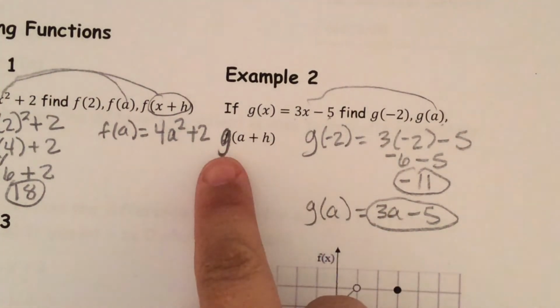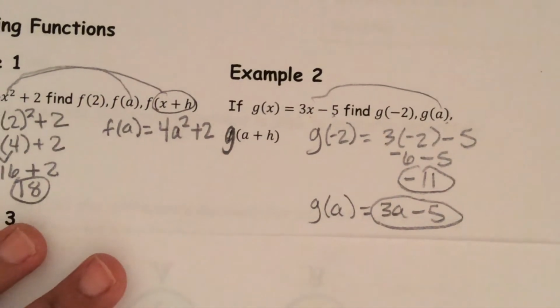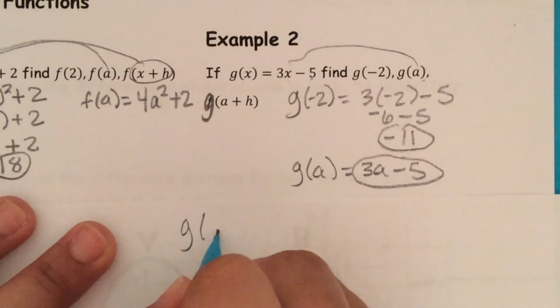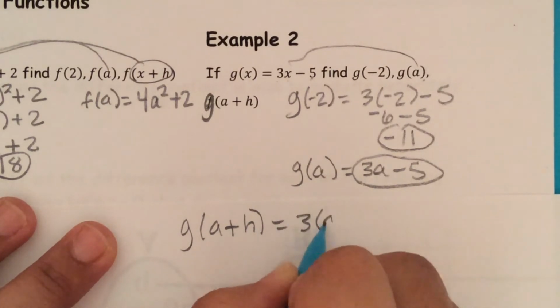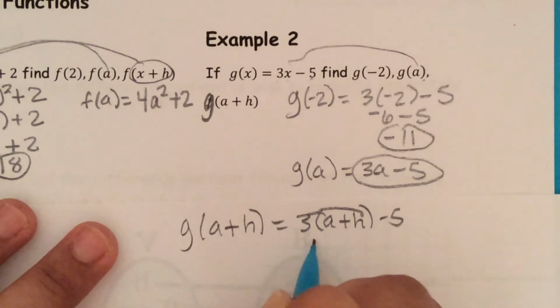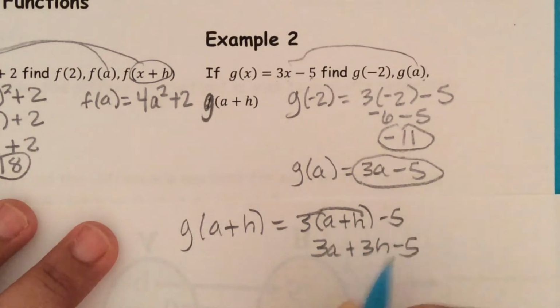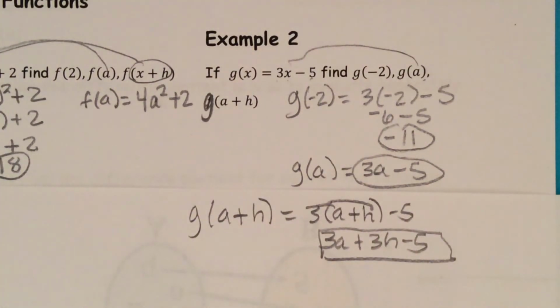And then we're going to do g of a plus h. Sorry for the typo. I thought I had fixed it. Anyhow, we're going to do g of a plus h. That's going to be 3 times a plus h minus 5. So that's going to be 3a plus 3h minus 5. And that's going to be your final output there.